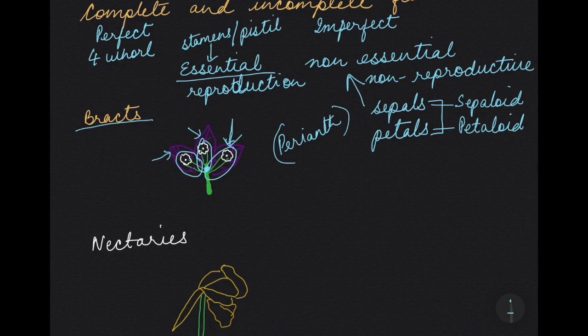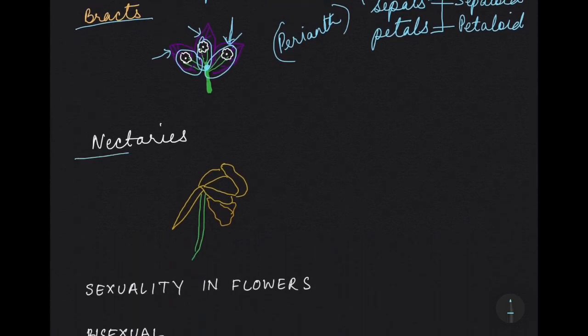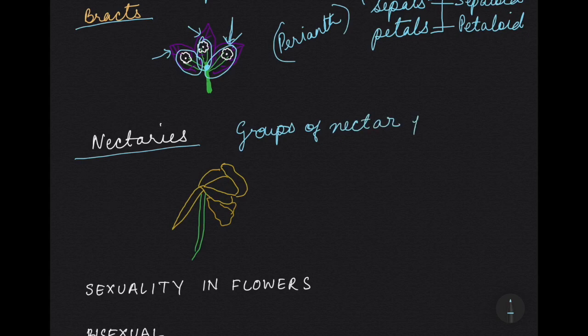Now next we come to nectaries. What are nectaries? Nectaries are groups of nectar secreting cells. You know what is nectar? Nectar is a sweet, fragrant liquid which the flowers produce to attract insects for pollination. The nectar attracts insects like honeybees or butterflies.